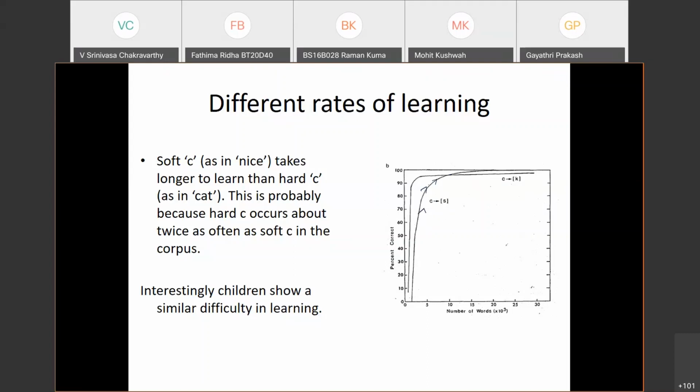And apparently children also show this kind of difficulty in learning to distinguish these two variations of the C sound. And probably this is happening because the hard C, as in cat, occurs twice as often as a soft C in the corpus, so therefore it is learned faster.